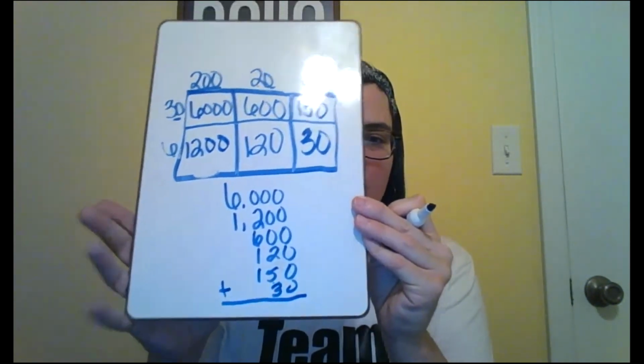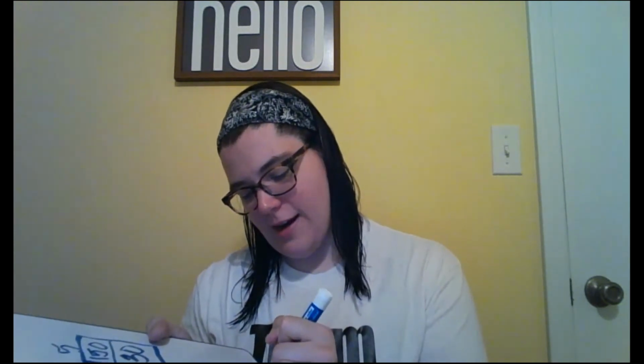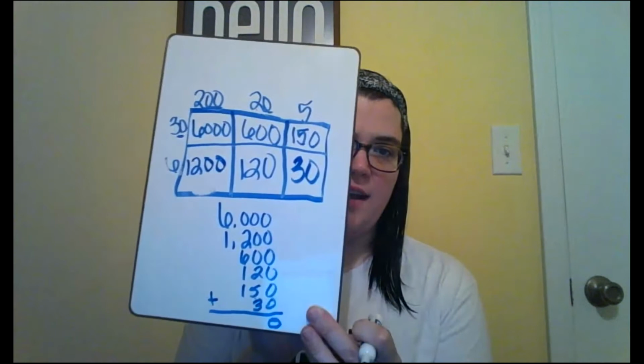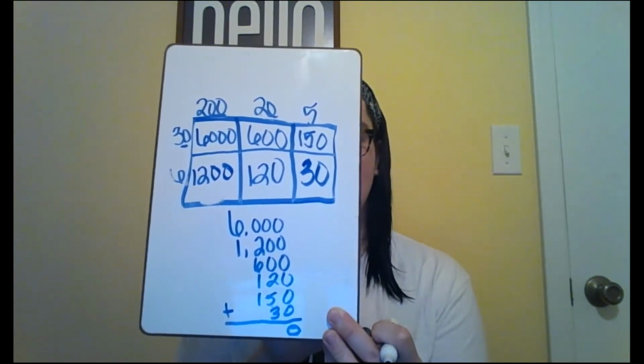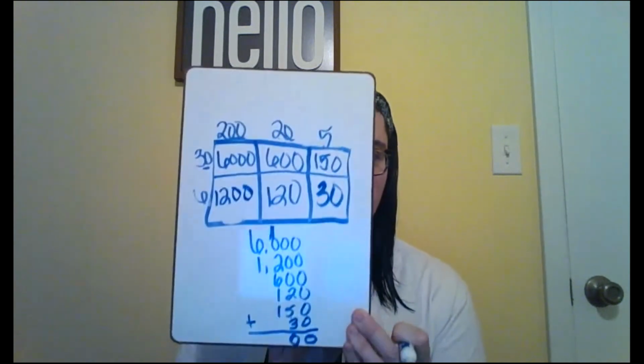So that first column is 0 plus 0 plus 0 plus 0 plus 0 plus 0 plus 0. That's going to be 0. Then our next row is 0 plus 0 plus 0 plus 2 plus 5 plus 3. So 5 plus 2, so 5, 6, 7. 7 plus another 3. 7, 8, 9, 10. So we're going to put our 0, and then we're going to carry. So I'll bring that up there.